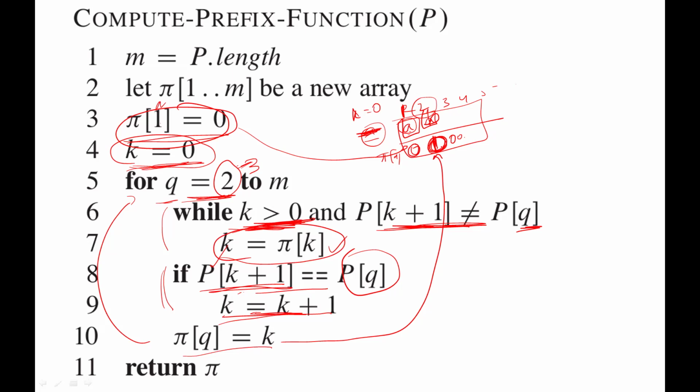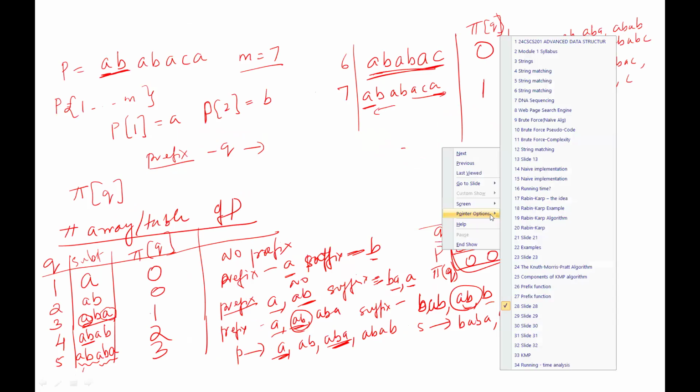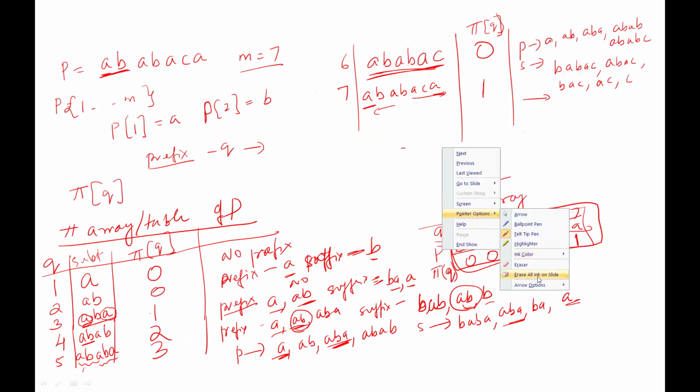So I'll show you some more examples. You'll understand. This is the basic idea. You can just iterate through this code by example, put the value of k and q and you can just see through it. Okay. So we'll look at another example of finding the pi array for the given examples that we'll be showing now.